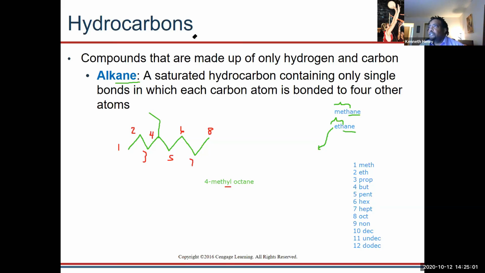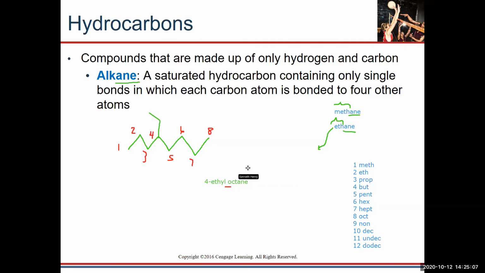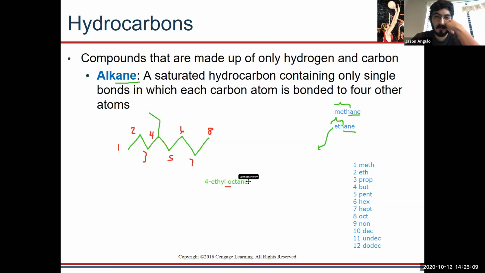Questions, concerns? No. Are we ever going to see the chains with double or triple bonds? Yes, you will. All right. Yes.